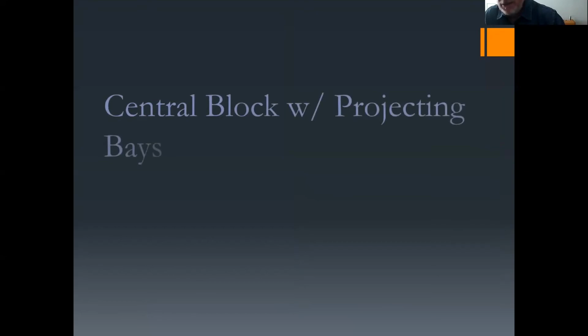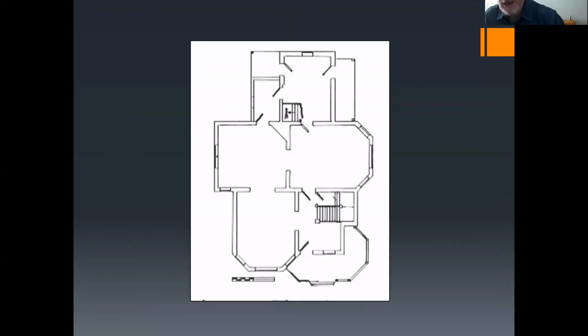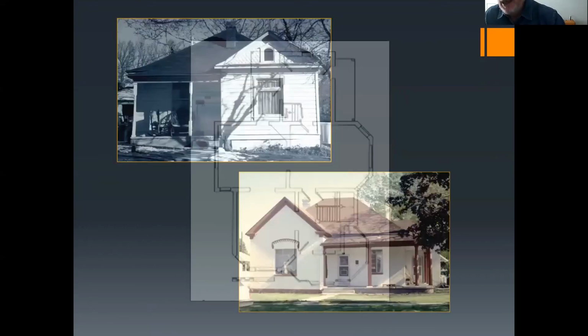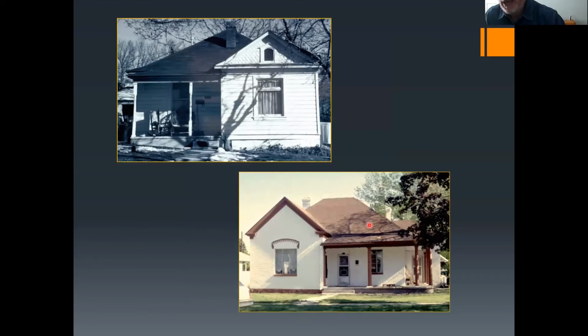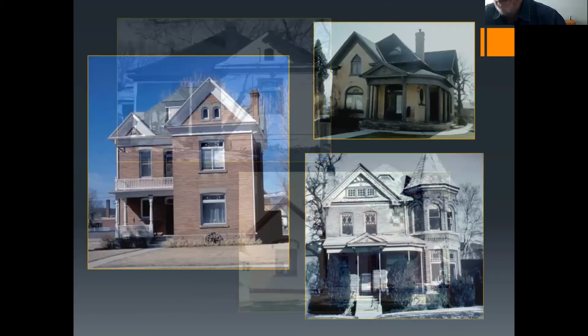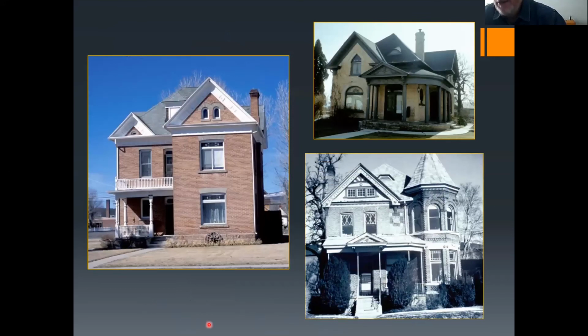And then the central block with projecting bay was the other common Victorian form in Utah. Sometimes it takes on a crosswing plan, but it has, as the name implies, more of a central core unit like this. Usually it's pyramidal, and then you have bays, whether one or multiple, coming off the side. These are a couple of very simple, humble, more Victorian cottages in the central block projecting bay type. And then some very ornate ones found throughout the state.